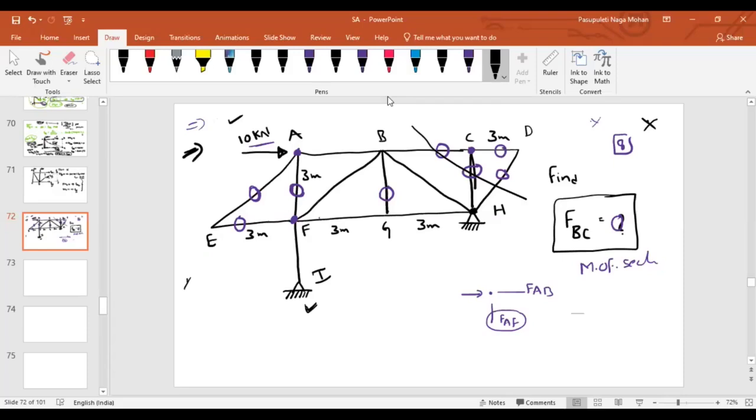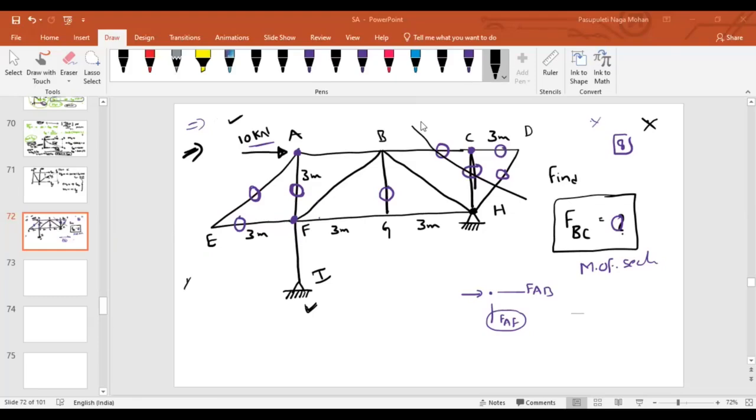Using 3 equilibrium equations, by taking moment about C, we get the member force FDH equal to 0. And if we substitute that in the other 2 equilibrium equations, we'll get the other 2 members also equal to 0. Sir. Okay, fine.